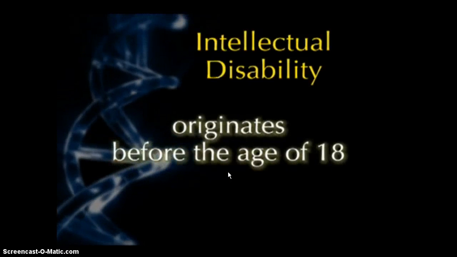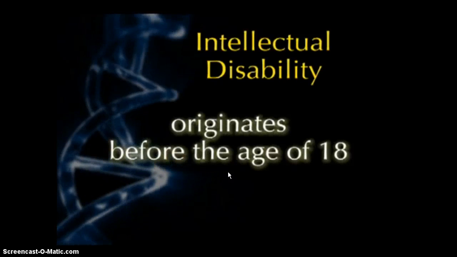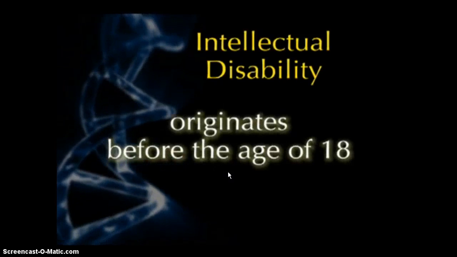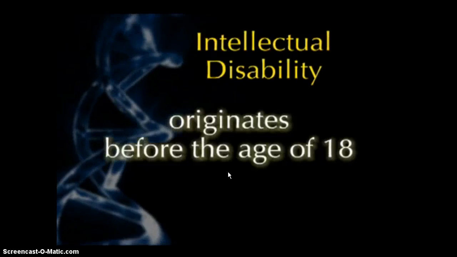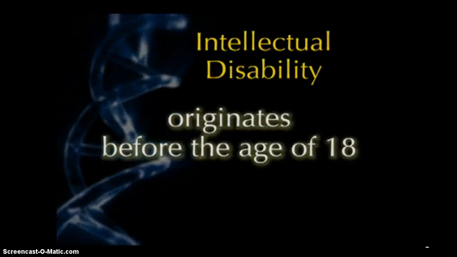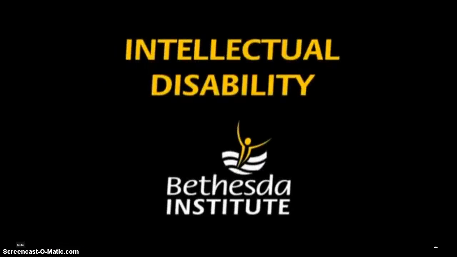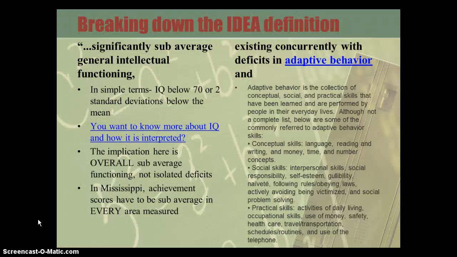To measure adaptive behavior, professionals look at what a person can do in comparison to others in the same age group. The last part of the definition is originates before the age of 18. This simply means that for someone to have an intellectual disability, whatever happened to change the typical course of development had to happen before the age of 18. So as the video says, we're looking at IQ below 70. We're looking at sub-average functioning, not isolated deficits. So the person has to be below average in every area they measure. And then adaptive behavior, and that has to do with things like reading, money, language, social skills, practical skills, taking care of yourself.